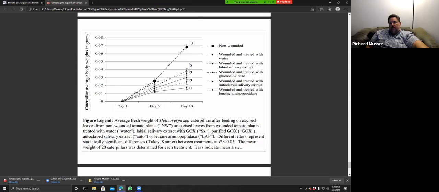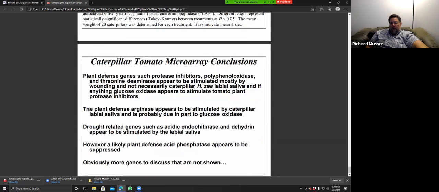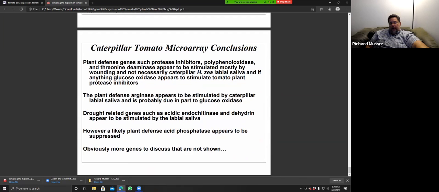Interestingly enough, when I applied leucine aminopeptidase, another factor that we found in the saliva, there is an even greater reduction in growth. So again, this was one of the first studies that really looked at plant gene expression with caterpillar surgery. Before that, there hadn't been a lot of surgery experiments. I don't think there has been since, either.